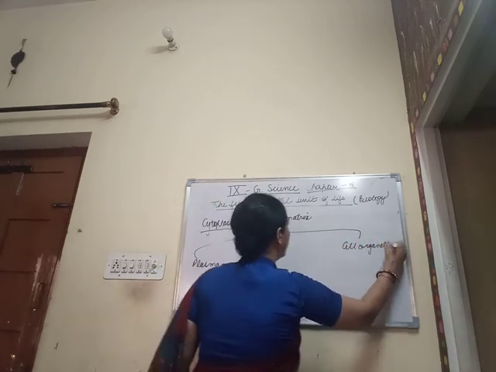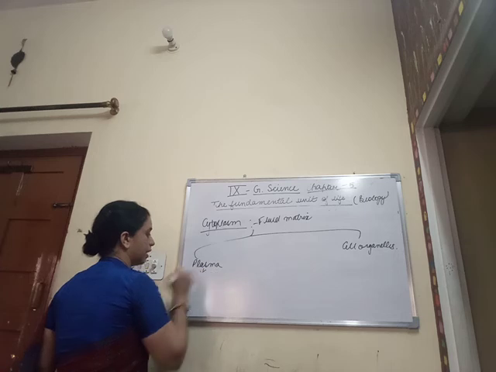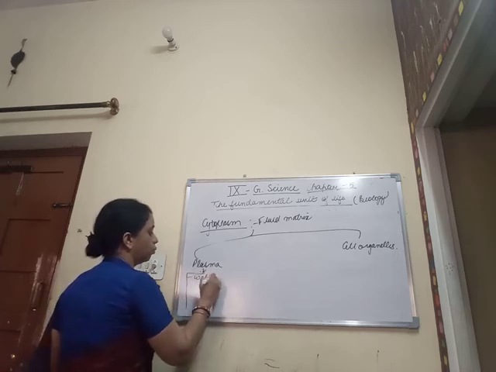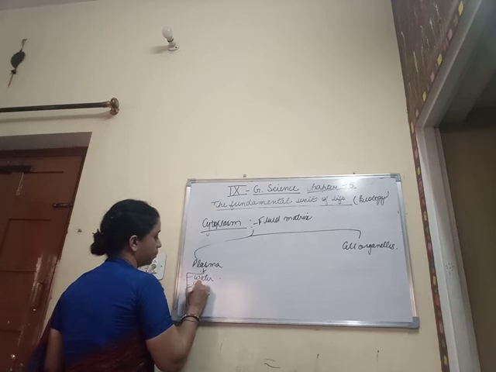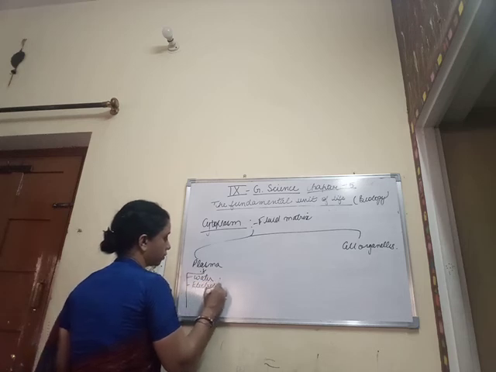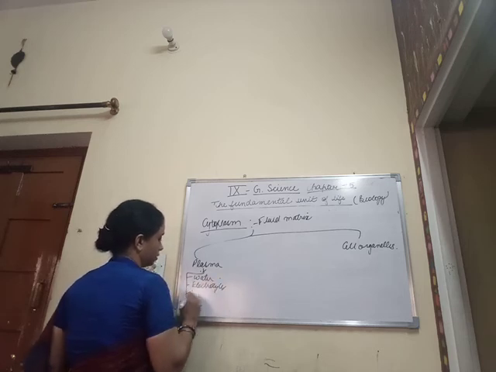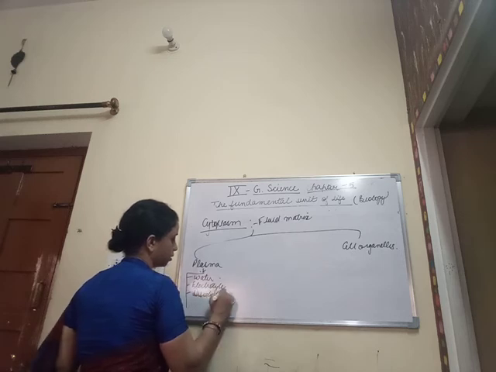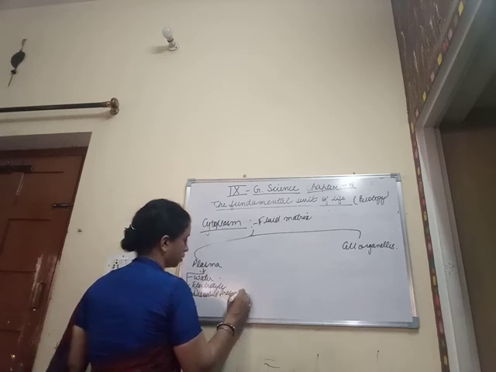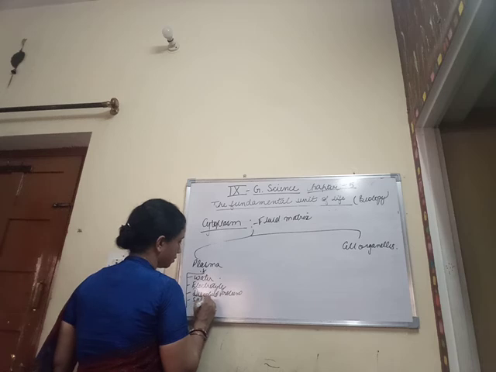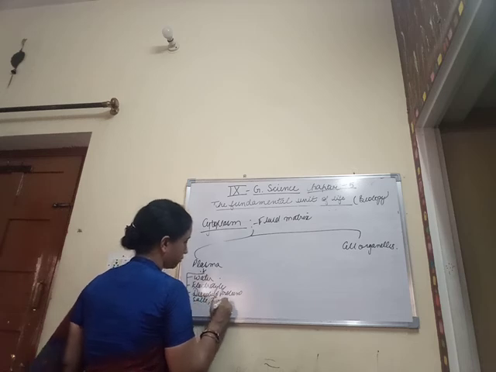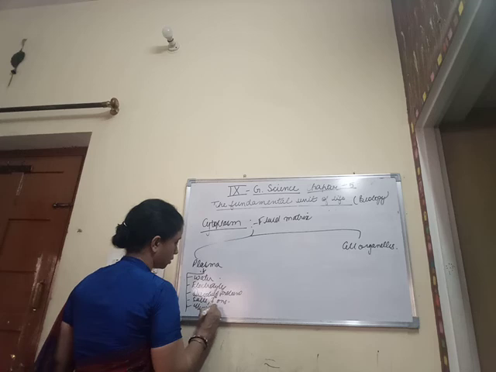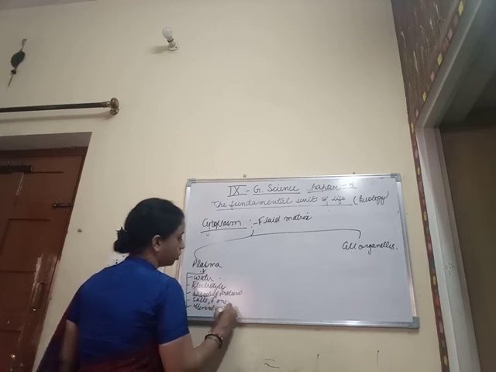The plasma portion itself consists of a large amount of water, various types of electrolytes, dissolved proteins, salts, ions, minerals, and various kinds of nutrients.